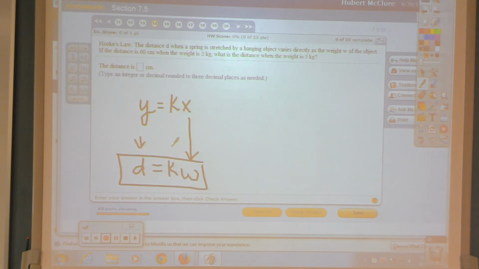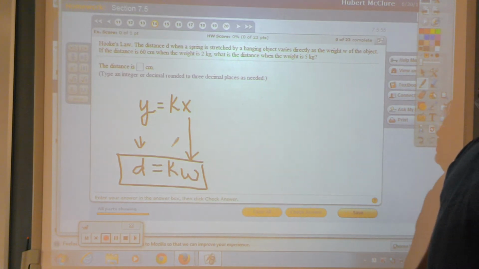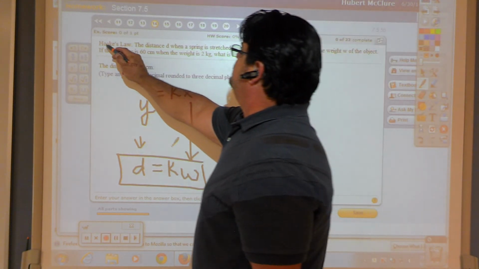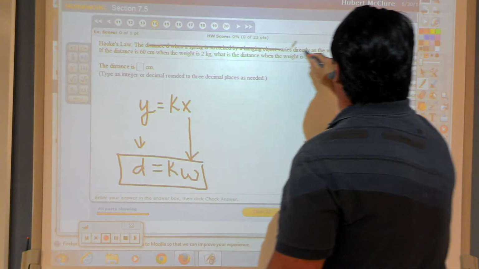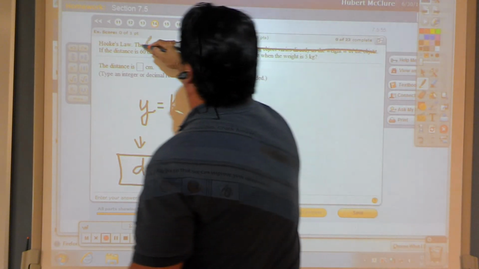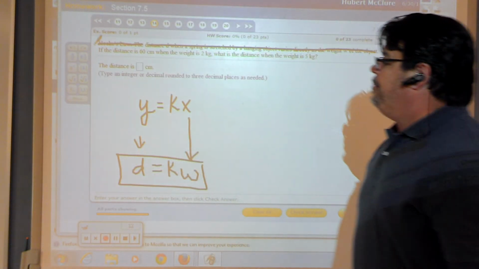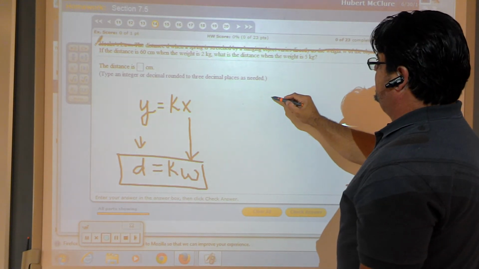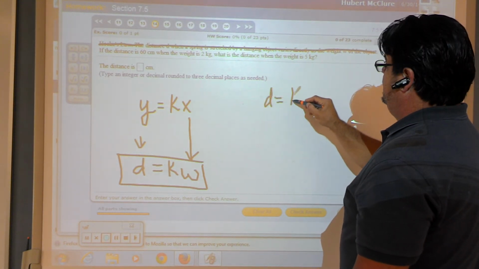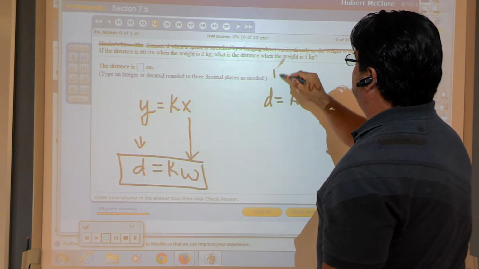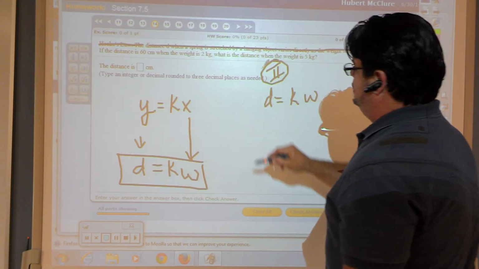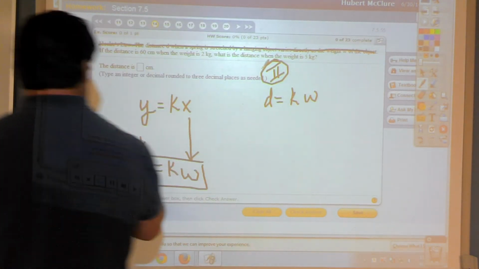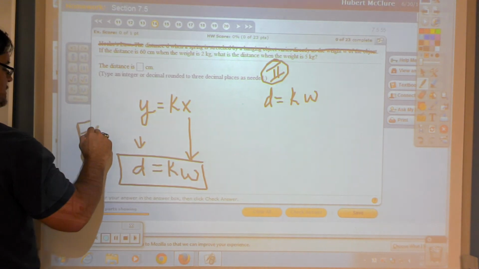All right, now. So we've done this part. Here's this part right here, so that's out. Now part 2, I'm going to take D is equal to K times W. This is part 2. This is finding the equation. Find equation.